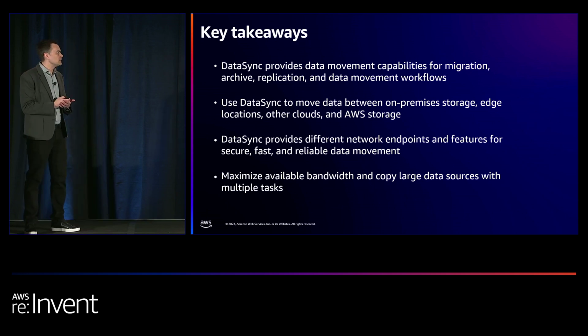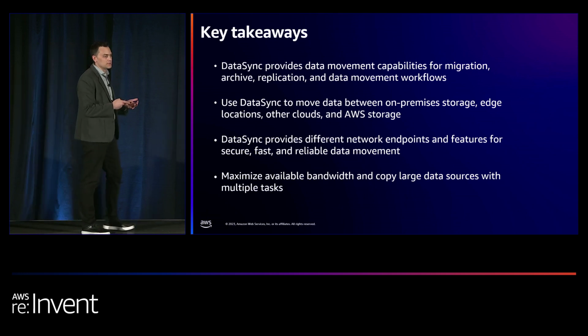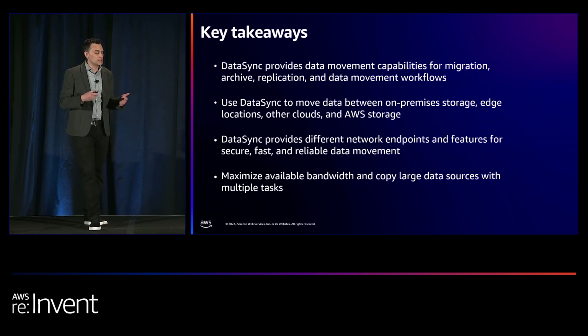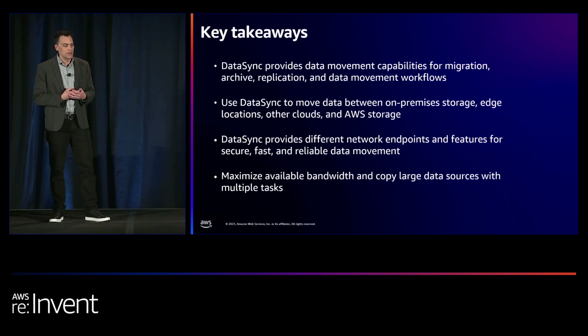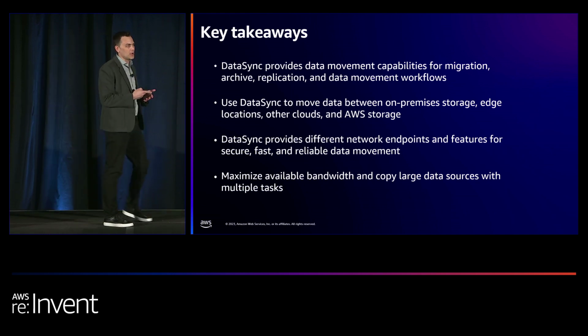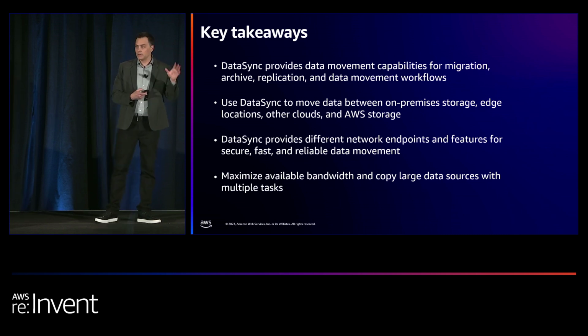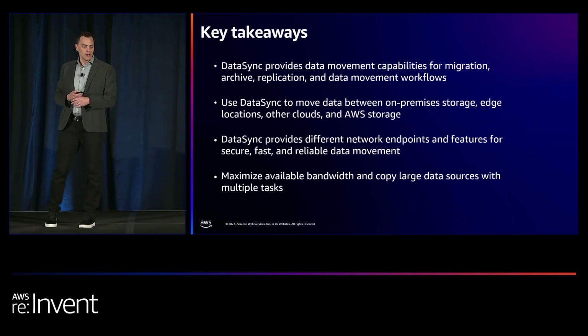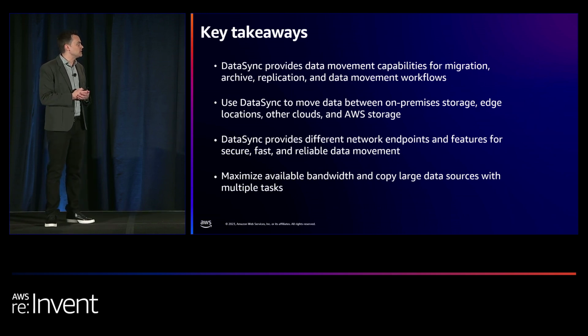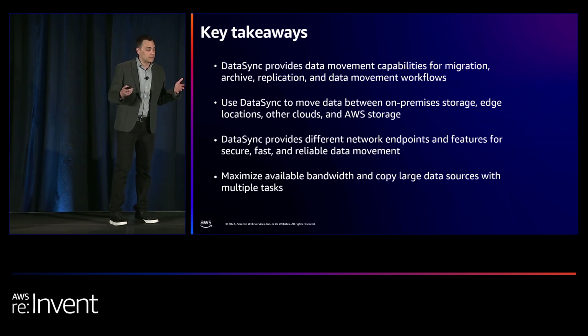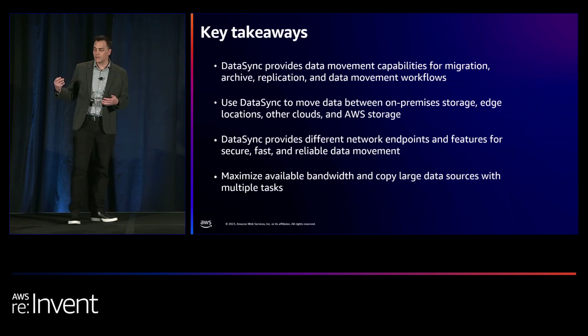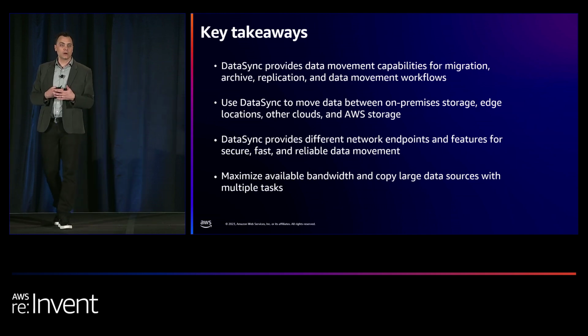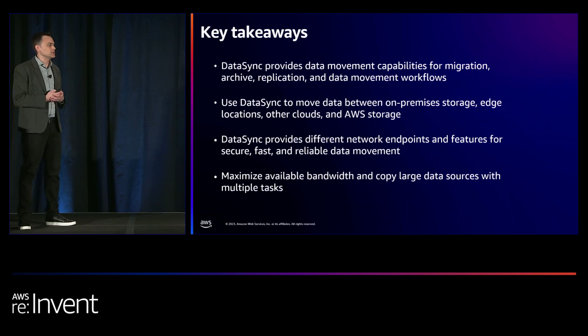DataSync gives you data movement capabilities for those four use cases I mentioned: migration, archive, replication for data protection, and data movement workflows. You can use DataSync to move your data between on-premises storage, edge locations, other clouds, and within AWS. We provide different network endpoints and features for secure, fast, and reliable data movement. You can maximize your available bandwidth by using multiple tasks and scaling out like that. And as Raghavendra said, you can also use bandwidth throttling to control how much network bandwidth you're using as well.